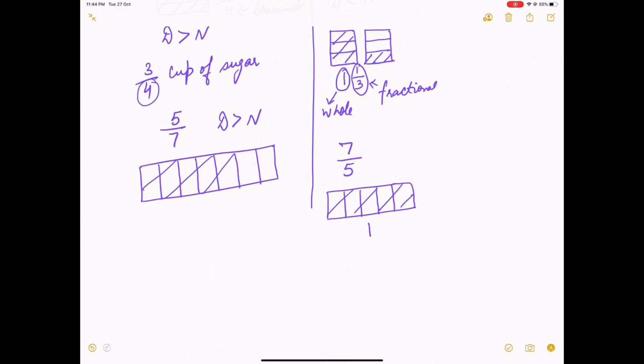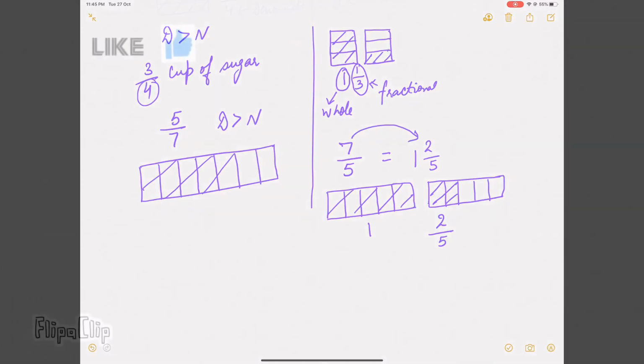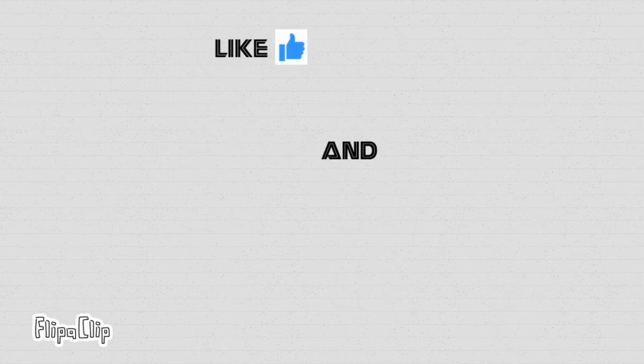So 1 whole. Now I will go to another same whole which is divided into 5 equal parts, and I will take 2 parts from this whole, right? So this 7/5 is equal to 1 whole and 2/5 fractional part. So that's why improper fraction is converted to a mixed fraction. I hope you are clear with the concept.